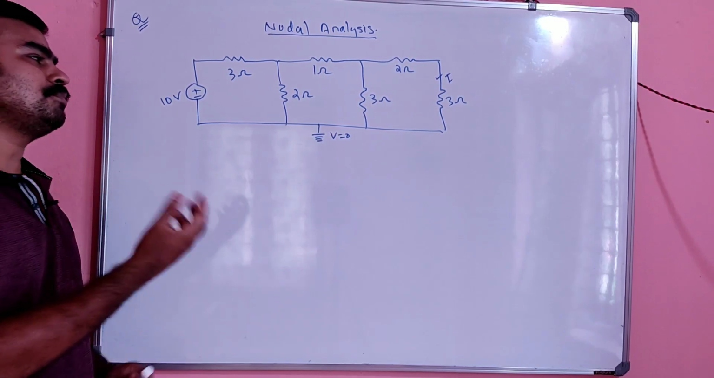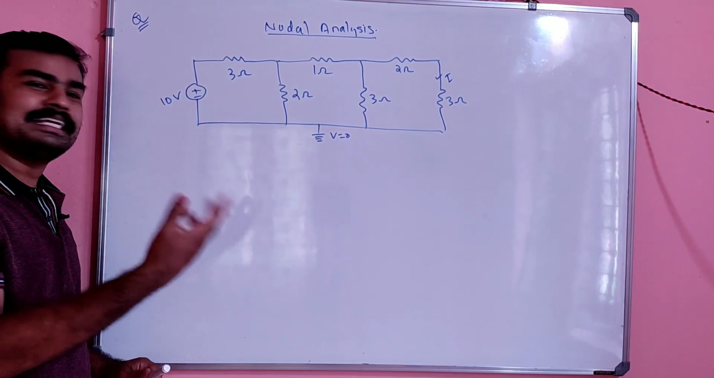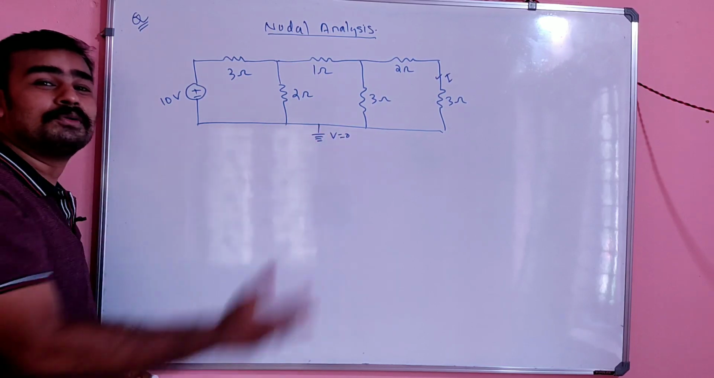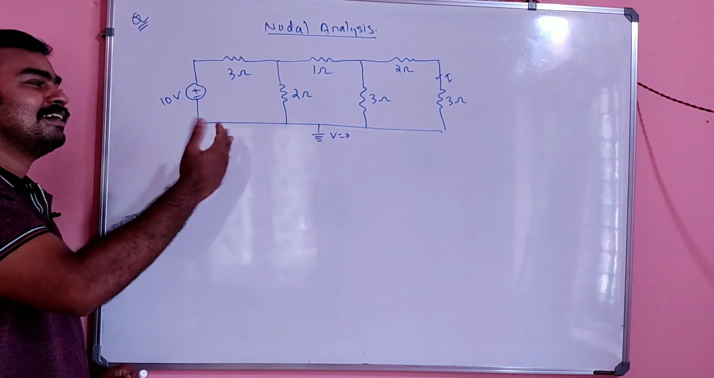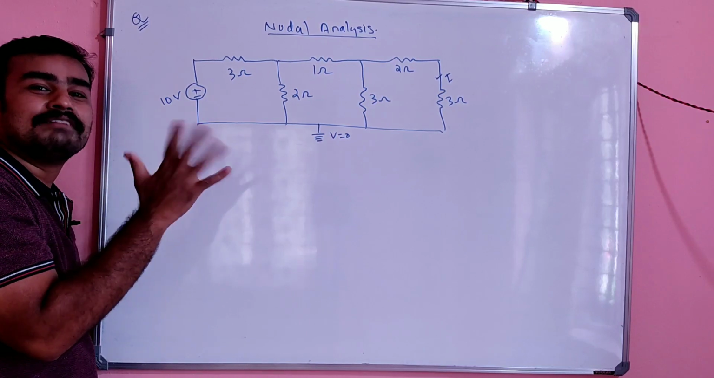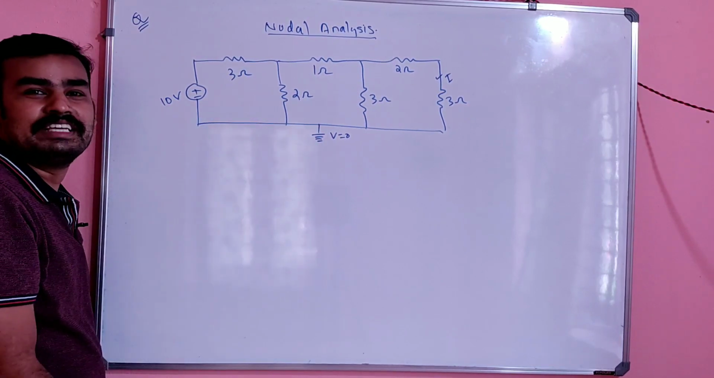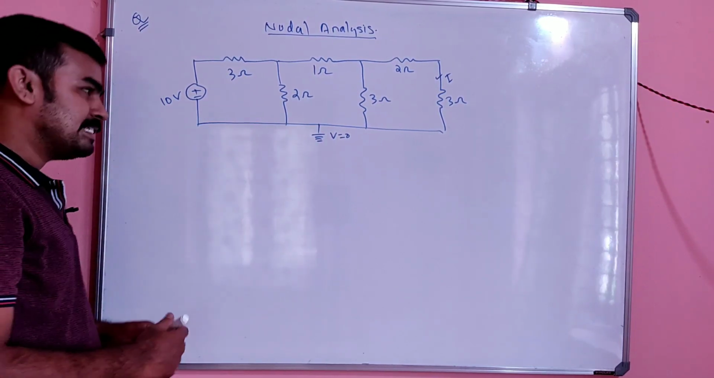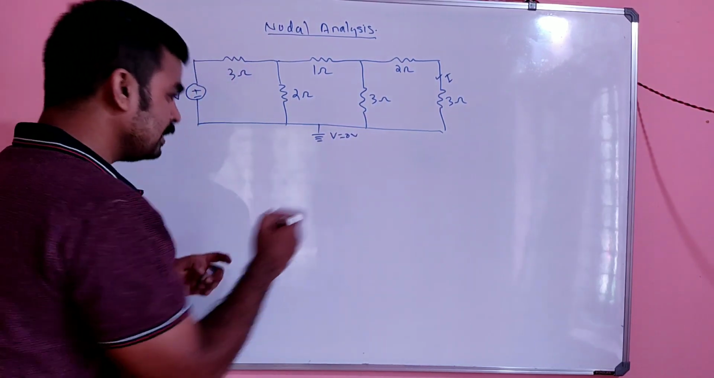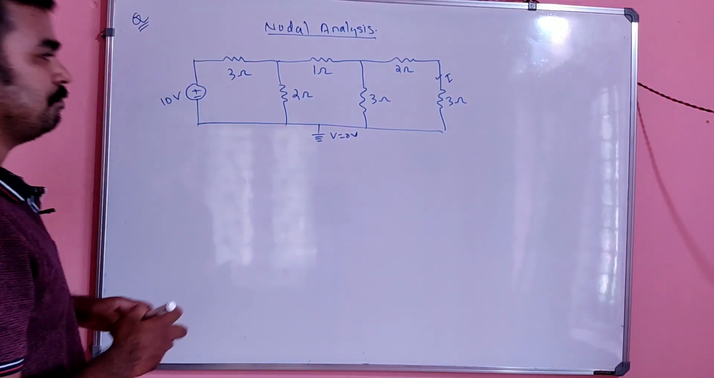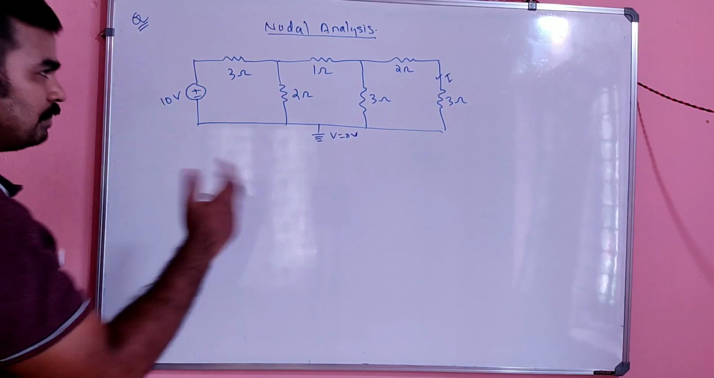So the point where the maximum number of branches connect will be taken as the reference node. I took this as the reference node because it is easy: if we assume the voltage is 0, you can remove your confusion by simply taking V equal to 0 volt. That is the concept here, 0 volt. Okay, so taking the reference node is the first step.